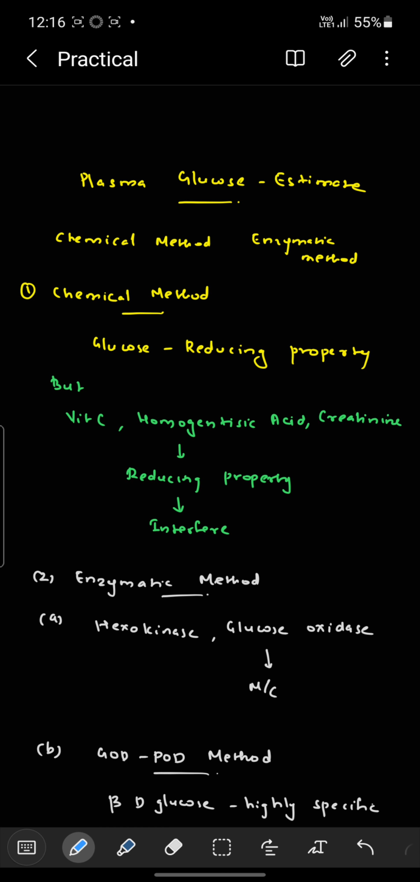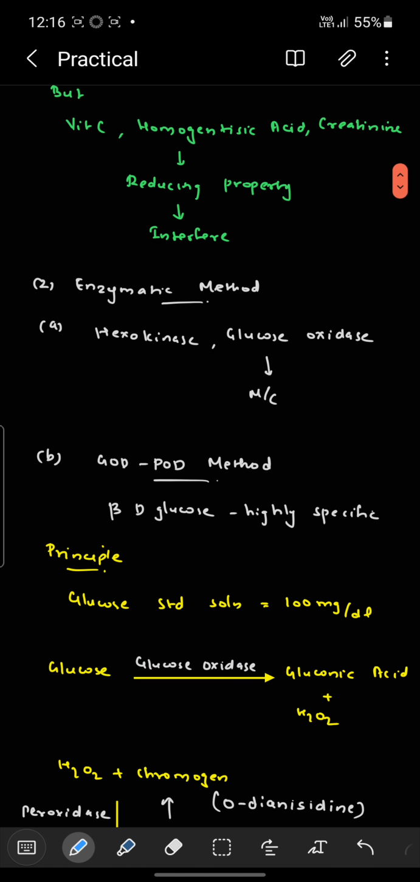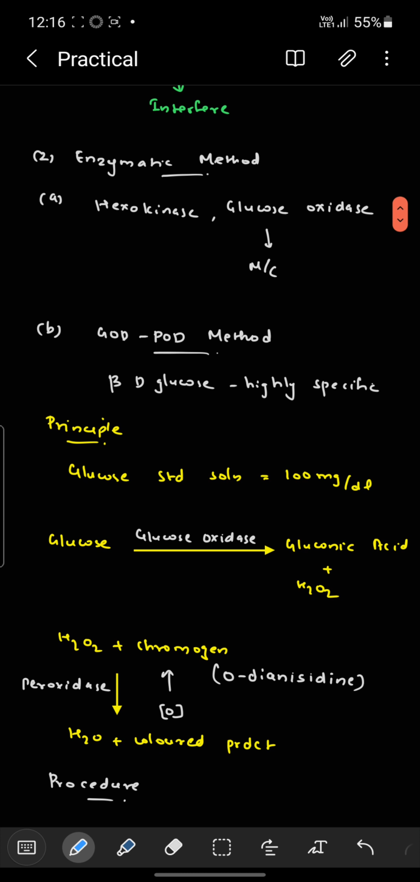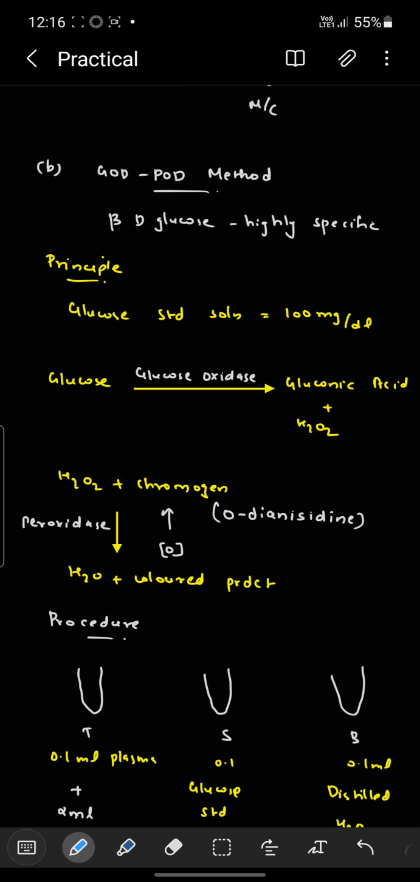Second, we have the enzymatic method, which uses hexokinase and glucose oxidase. The glucose oxidase method is the most common because it specifically oxidizes glucose. We also have another method, the glucose oxidase peroxidase method. In this method, beta D glucose is oxidized. It is highly specific for beta D glucose.